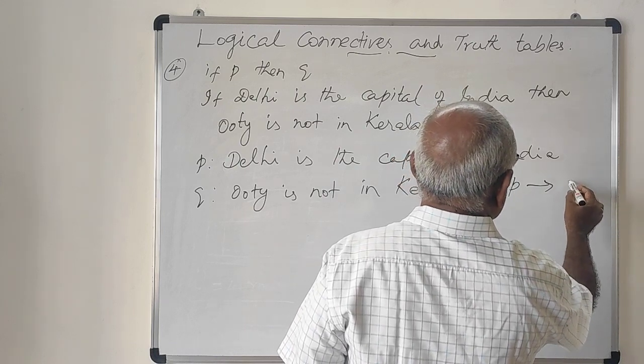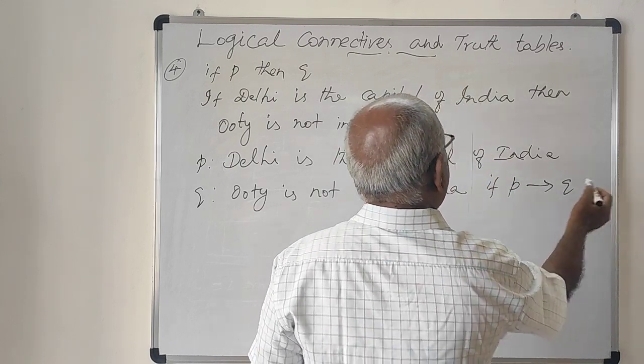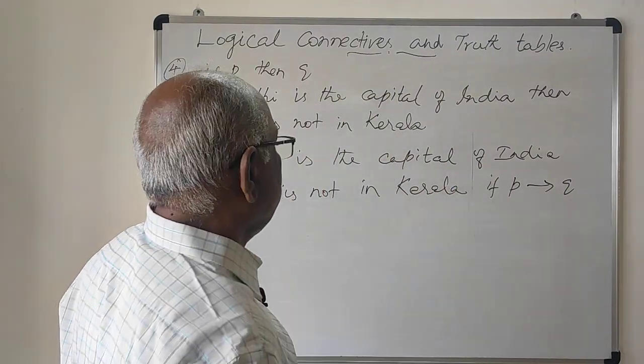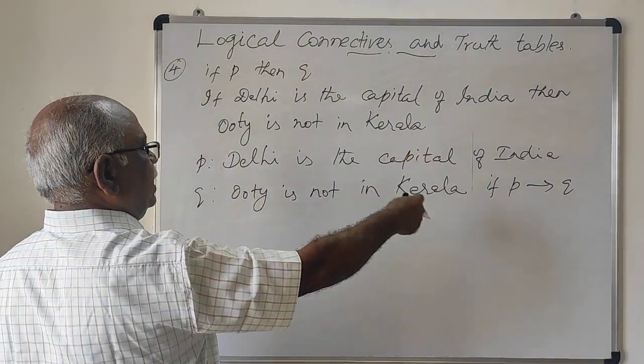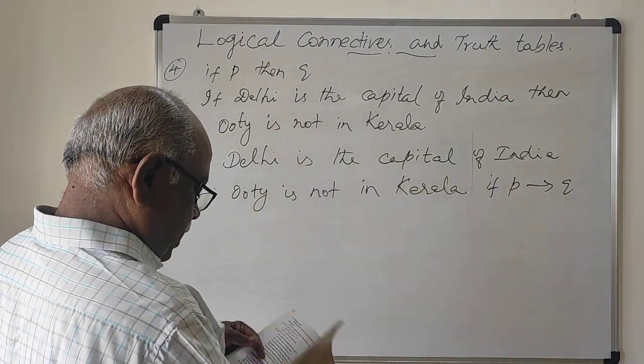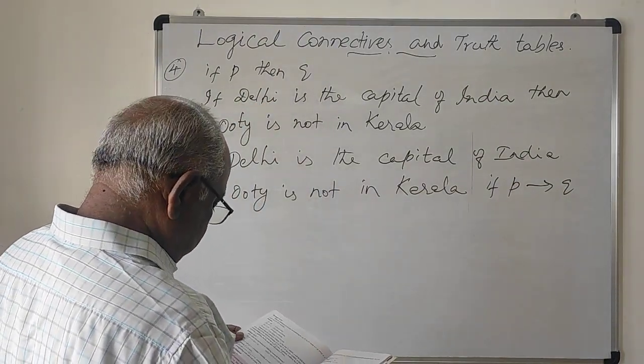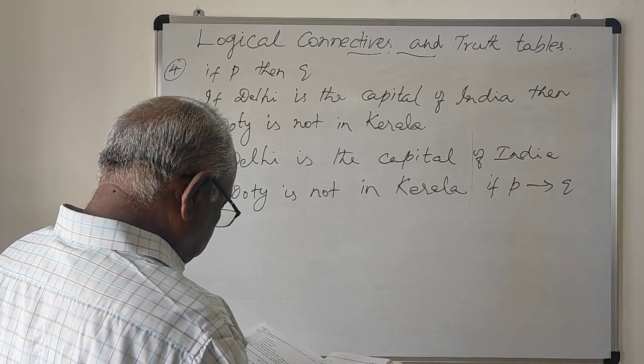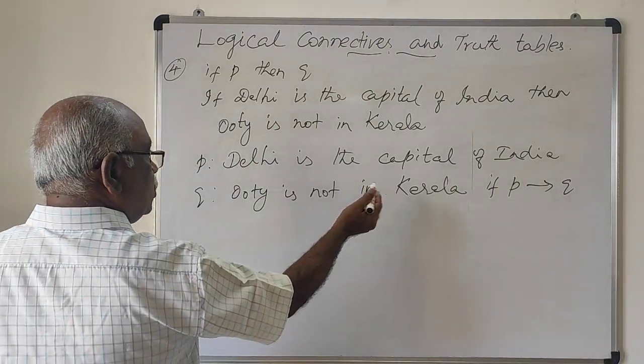then Q. If P then Q. This is the single conditional statement. If Delhi is the capital of India, then Ooty is not in Kerala. In this case, a single conditional statement, for the truth table.